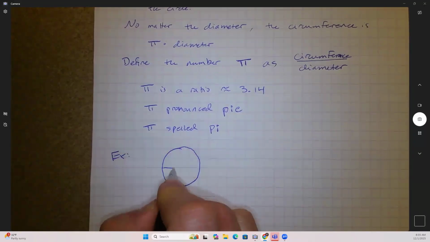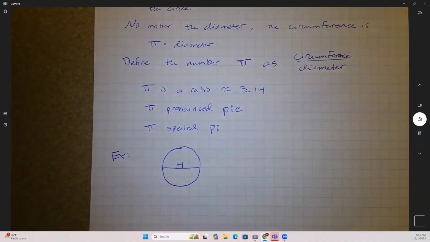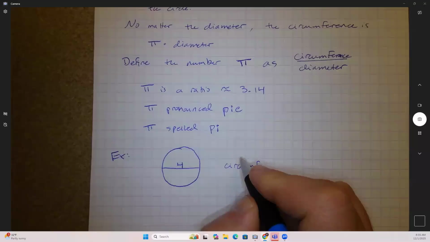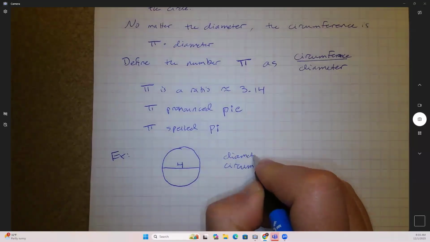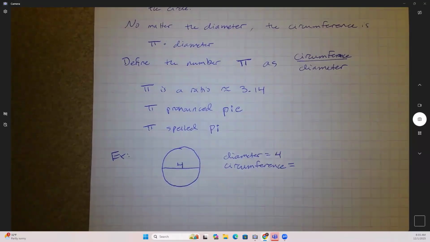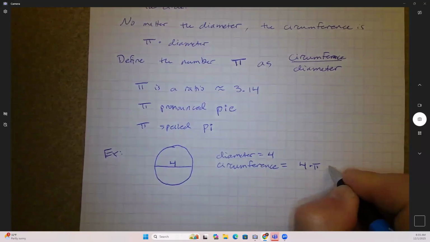Let's do an example. There's a circle, its diameter is 4. That means the circumference, it's as simple as saying it's 4 times pi or 4 pi.